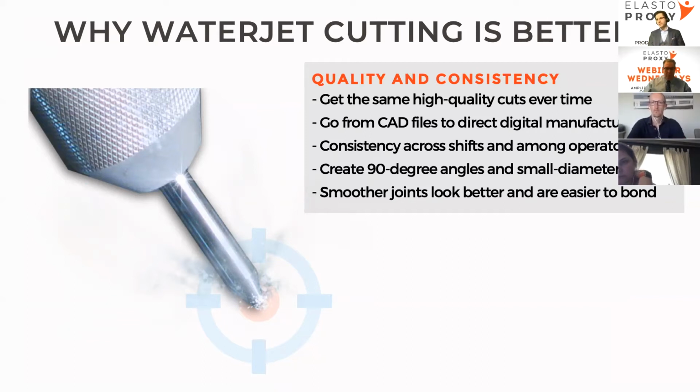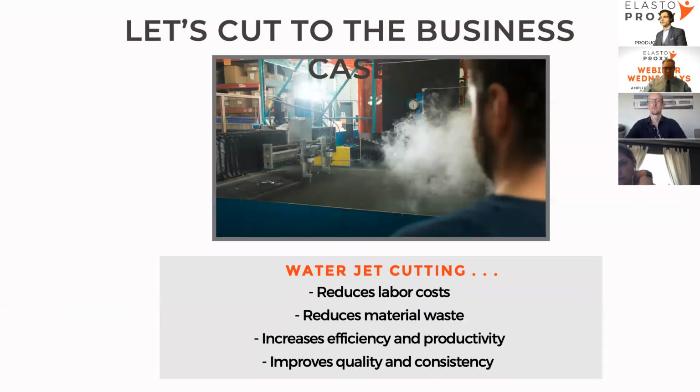So another part is that when it comes to bonding gaskets together, WATERJET cut parts create a smooth surface. To bond a gasket together, that's absolutely key and reduces bonding time when we create our gaskets. All right, so it reduces labor costs, reduces material waste, increases efficiency and productivity, and improves quality and consistency. That's the advantage of WATERJET cutting.